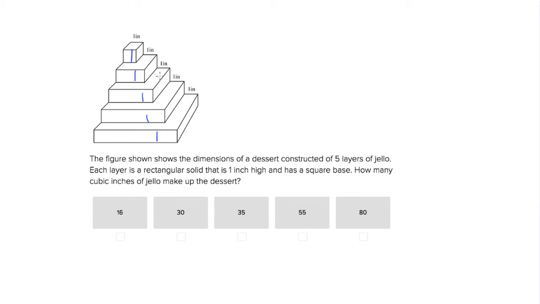The height's always 1. So for example, if we see that this is 1 by 1 by 1, this rectangle, they want us to assume that since this is increasing by 1 on the width and on the length, this is 2 by 2 by 1, and so on and so forth. 3 by 3 by 1, 4 by 4 by 1, and 5 by 5 by 1. And we want the cubic inches, so that's just a fancy way of saying we want the volume. And so remember that our volume is length times width times height. So what they want us to do is find the volume of each of the rectangular solids and then add them up to get the total.